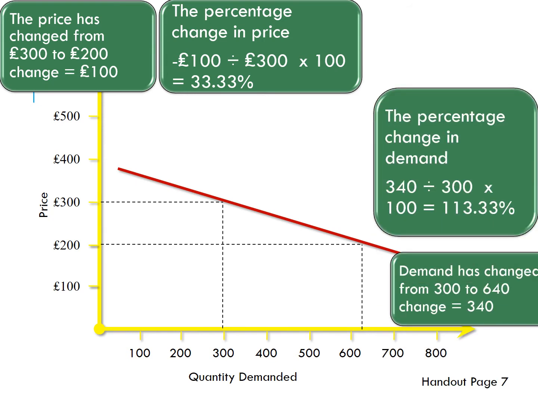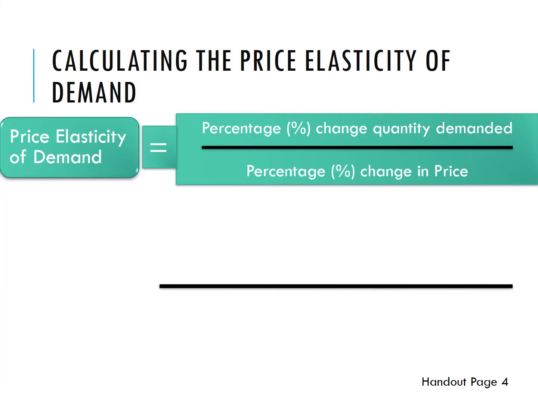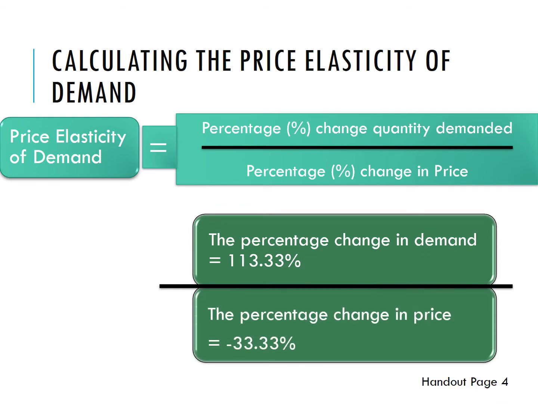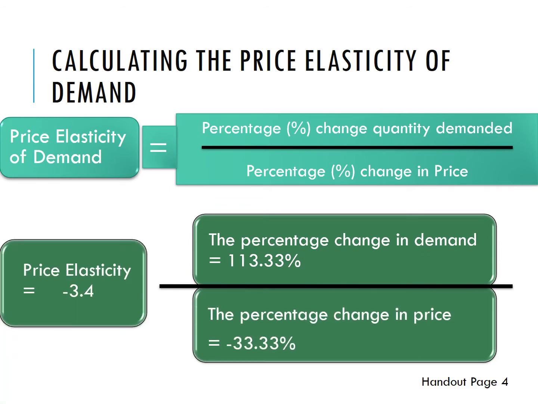In terms of demand, it's risen by 340 divided by the original demand 300, so that's an increase of 113.33%. We can put the two together, the percentage change in demand over the percentage change in price, and we can work out the price elasticity for this particular product is minus 3.4, and that's an important number, minus 3.4, remembering it's a negative because when price goes down, we expect demand to go up and vice versa. And also this number 3.4 is bigger than 1.